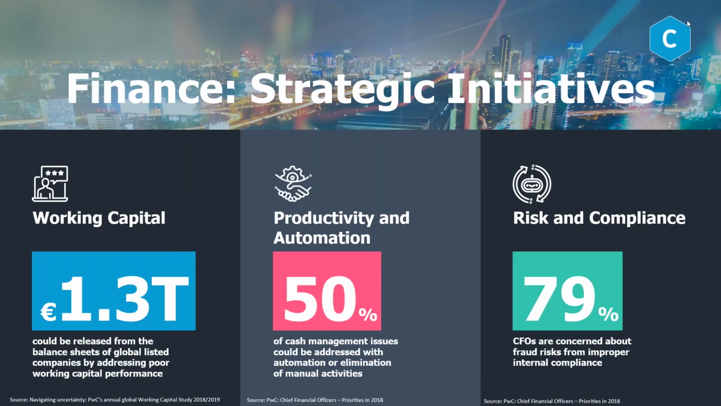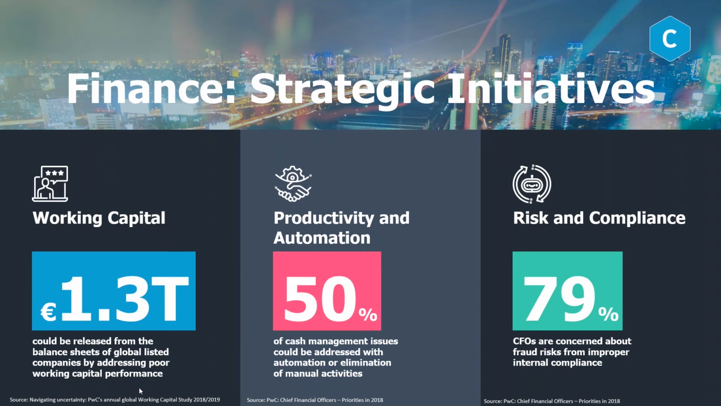As depicted, we are going to look at the CFO of a company, and we're asking ourselves, what are the major strategic initiatives for a CFO? According to recent reports by PwC, there are 3 core pillars to be addressed. One question is, how can we optimally manage and reduce working capital? In fact, across globally listed companies, there are 1.3 trillion euros, that's more than 5% of the United States national debt, that could be released off the balance sheets if working capital was improved.